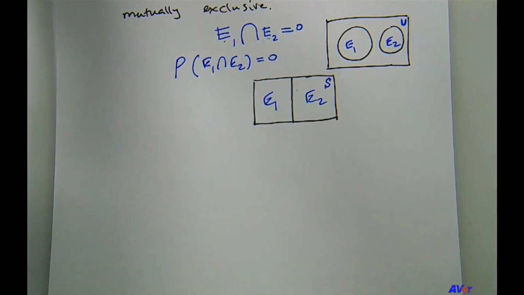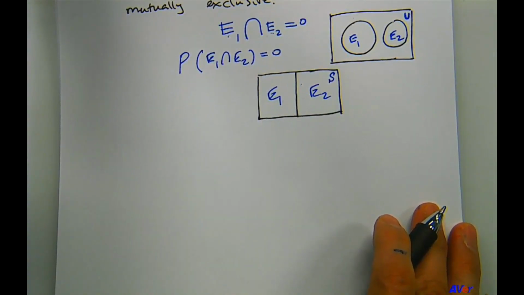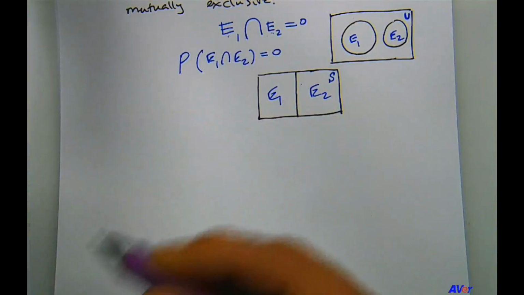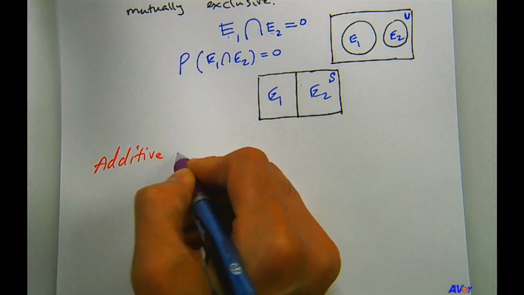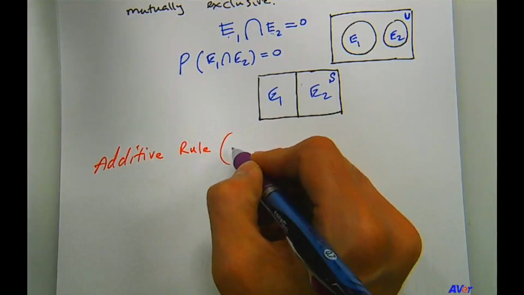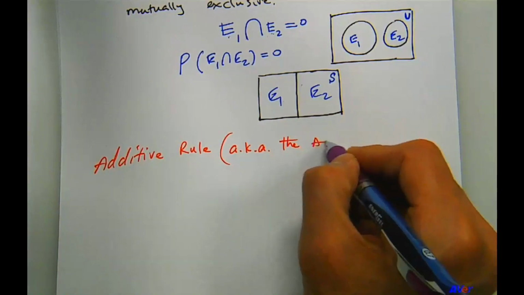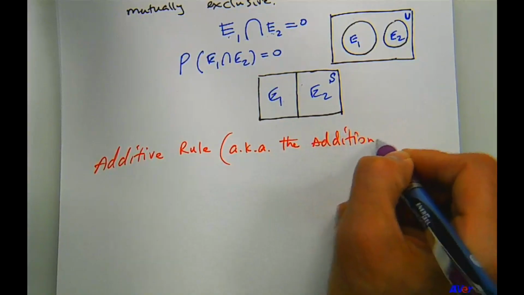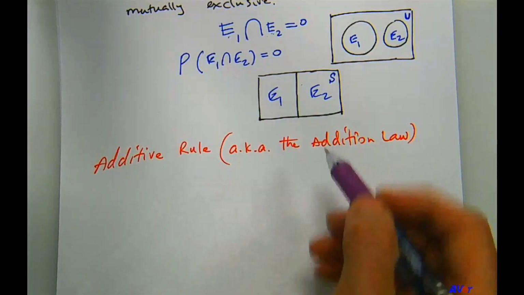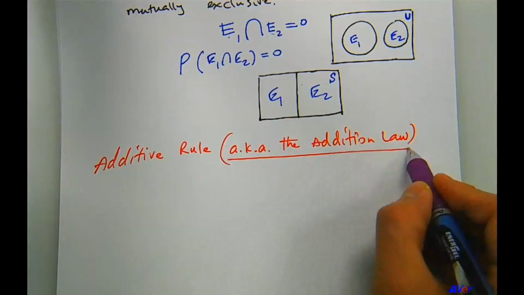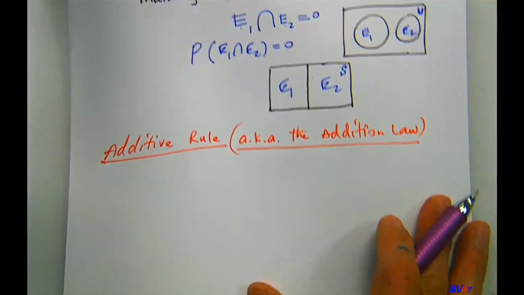The other thing we should know from this section is something called the additive rule, also known as the addition law. When I studied this in my own textbooks, this is what it was called. Now it's called additive rule. It makes no difference. It's the same thing.